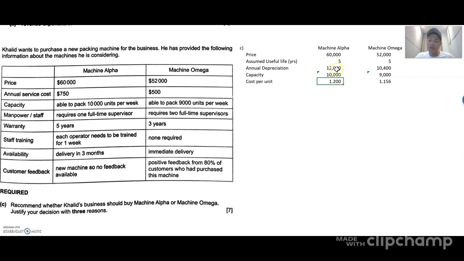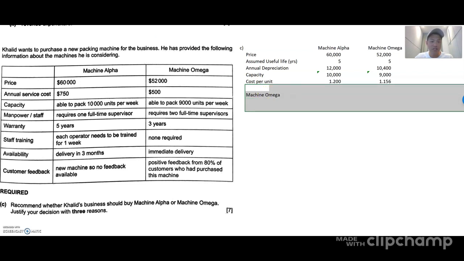But I could straight away tell that alpha's cost per unit of production is higher than omega. So omega, although at face value it is 52,000, if you break it down by per unit cost, it's also cheaper, right? So I've chosen omega for a few reasons.